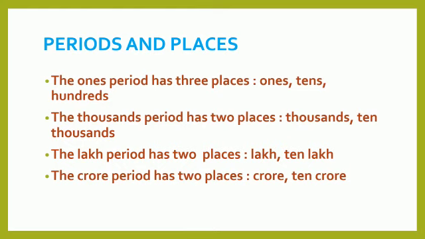Periods and places. Places are grouped into periods as follows. The ones period has three places: ones, tens, hundreds. The thousand period has two places: thousands, ten thousands. The lakh period has two places: lakh, 10 lakh. The crore period has two places: crore, 10 crore.